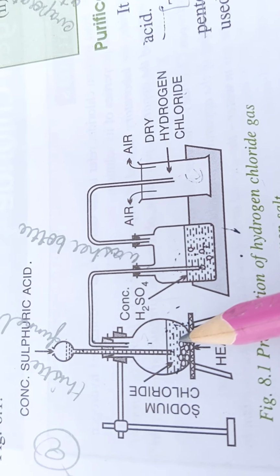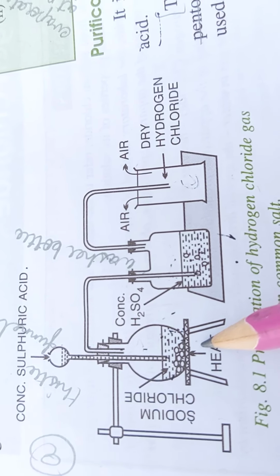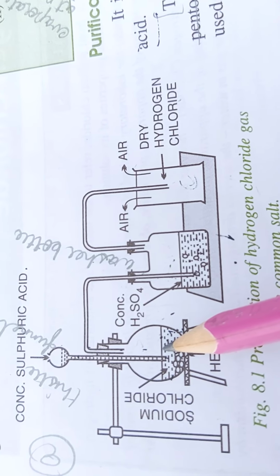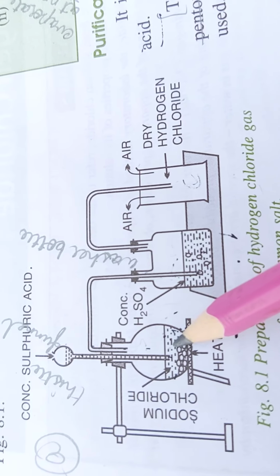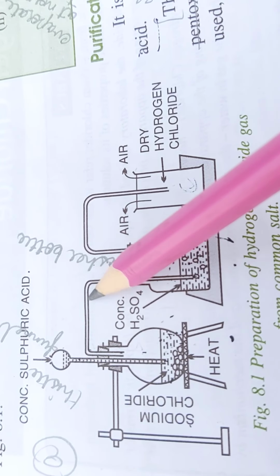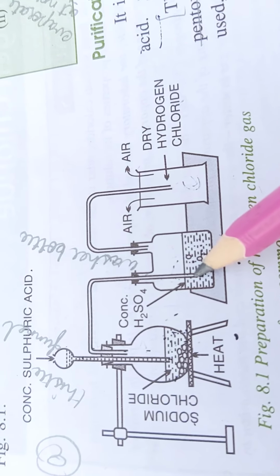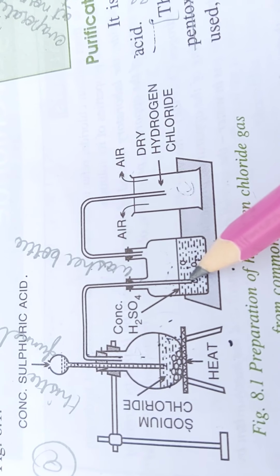At first the reaction is very slow. Whenever it gets heated, the reaction proceeds very fast, and HCl gas is evolved through this delivery tube in a controlled manner.